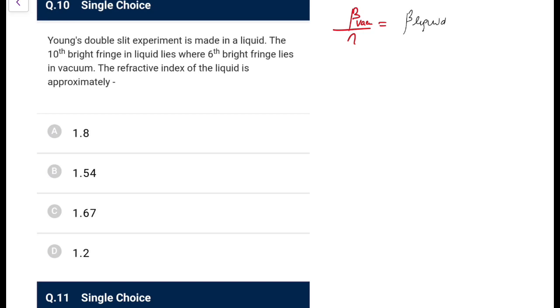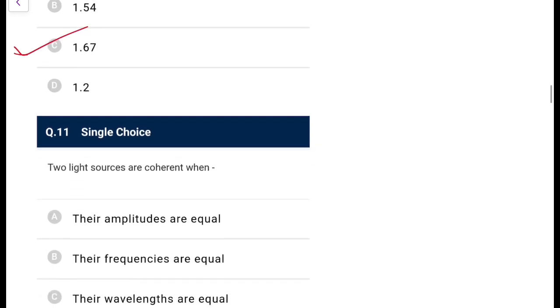So beta in vacuum: this was the 10th bright fringe, and now it is the 6th bright fringe. So you can say 6 times the beta of vacuum is given as 10 times the beta in liquid. Comparing it, the value of n would be 10 by 6 clearly. 10 by 6 means it is 5 by 3, 1.67. Go with option C here.